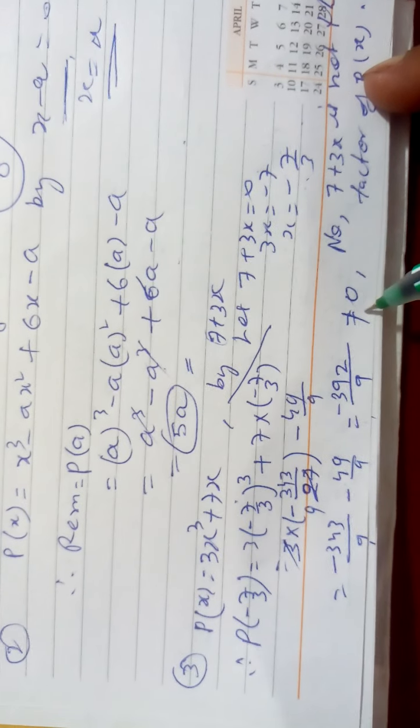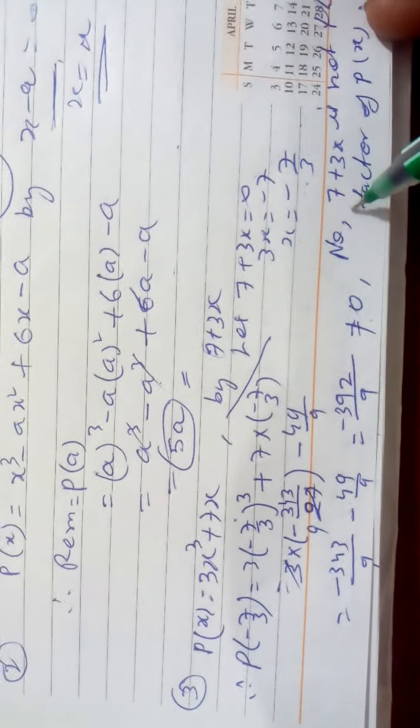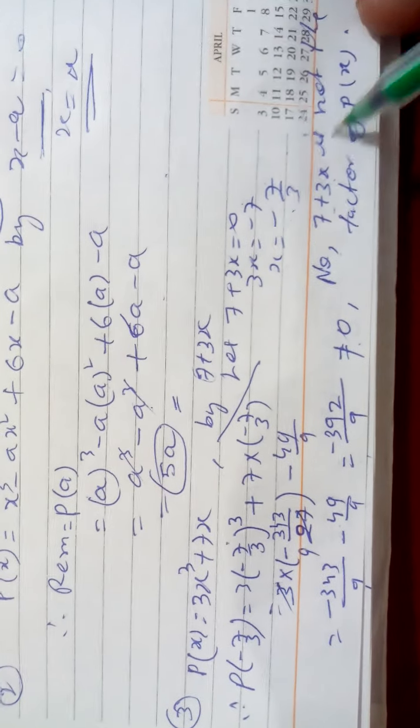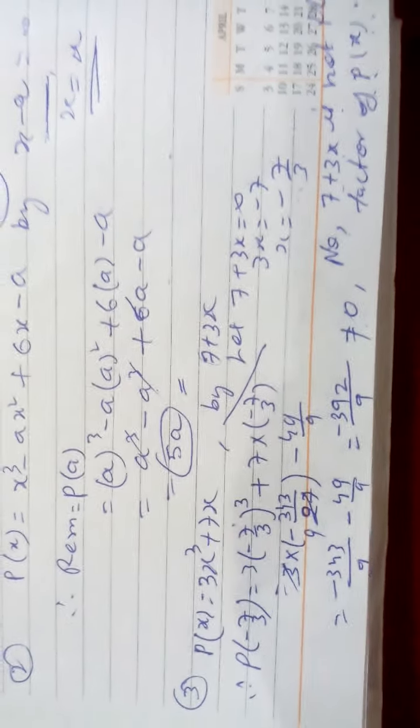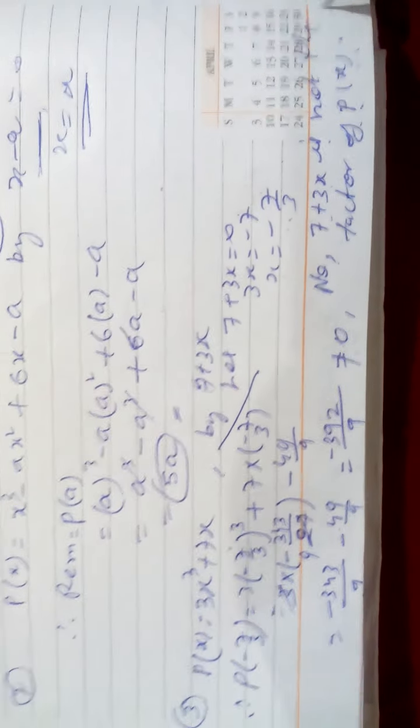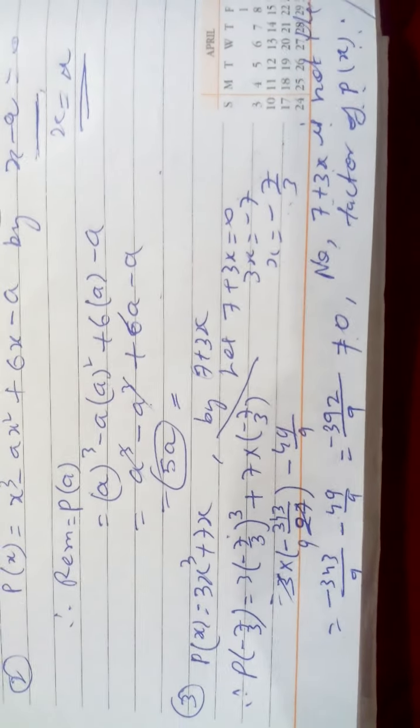But it is not equal to 0. So no, it is not. 7 plus 3x is not a factor of p(x), because the remainder is not 0.